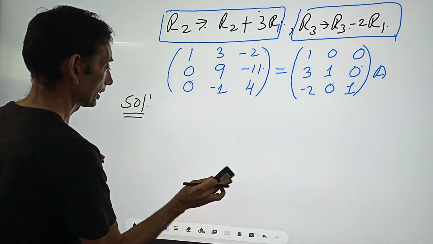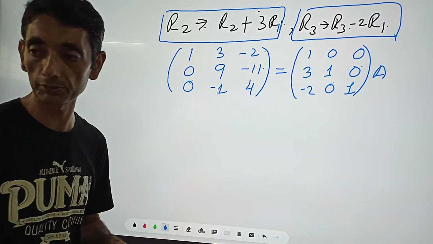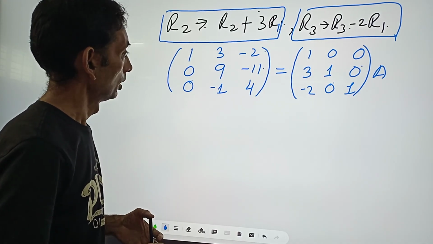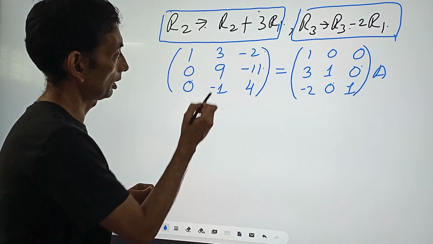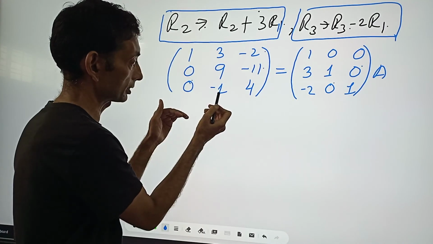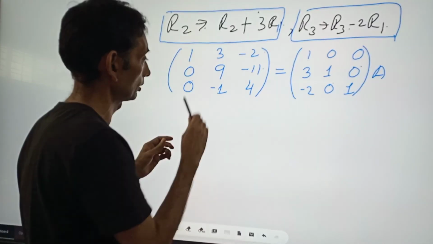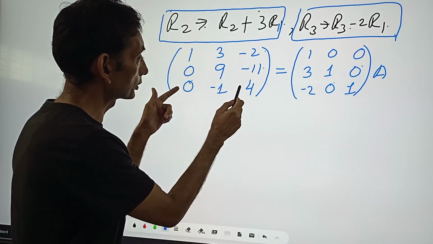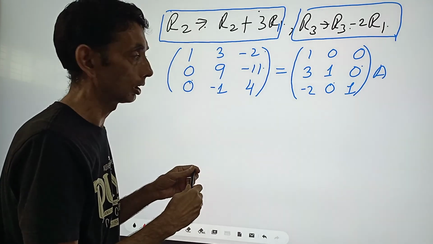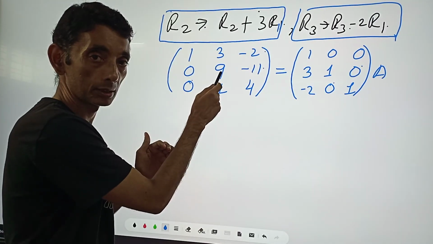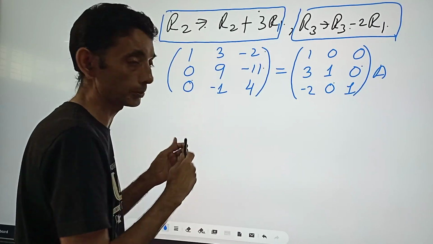So now we need to think about what next operation we can use. You can try for this number, this 3. With the help of the third row, we can make it 0. So what you can do is multiply the third row by 3 and add. Similarly, for this number we need a 1 there, so we can take advantage of -1.